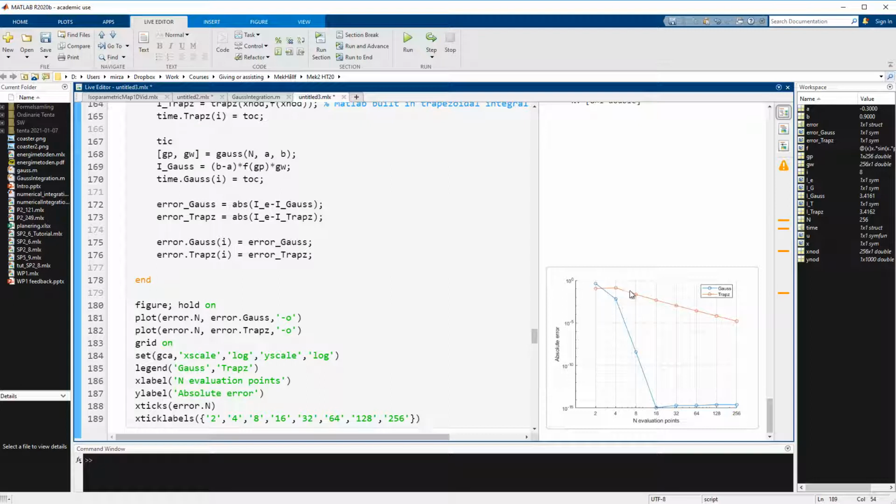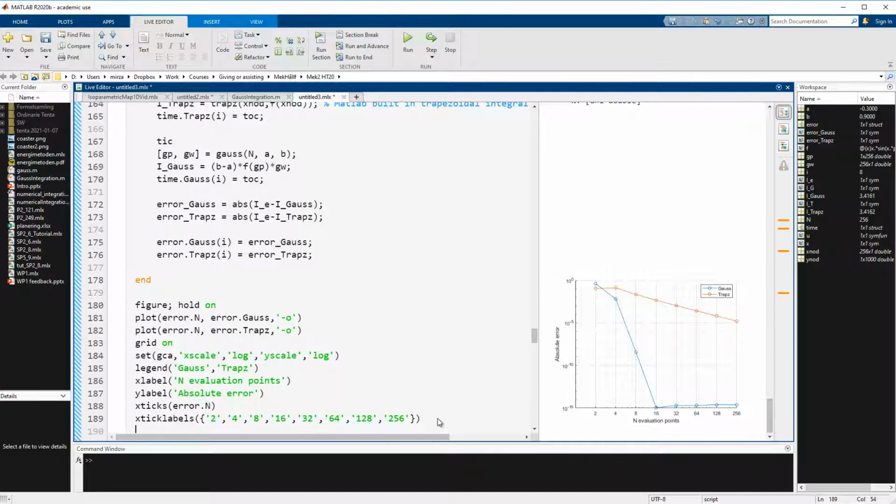So I see here that the traps is sort of going down steadily, but look at Gauss, it's just plummeting. So we have 2 function evaluations, 4, 8, 16. We're down to machine precision. We cannot go any lower than this, because our computer can't see the difference between numbers at this point here.